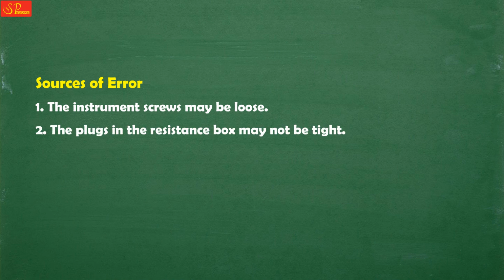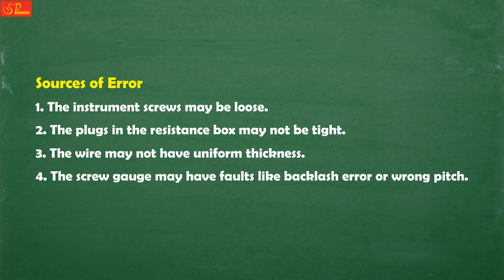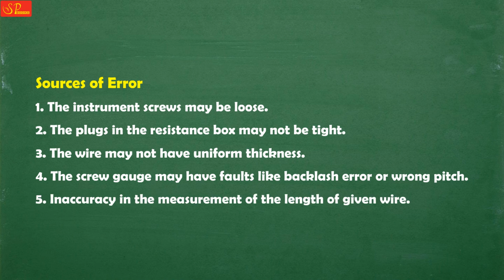Sources of error. The instrument screws may be loose. The plugs in the resistance box may not be tight. The wire may not have uniform thickness. The screw gauge may have faults like backlash error or wrong pitch. Inaccuracy in the measurement of the length of the given wire.